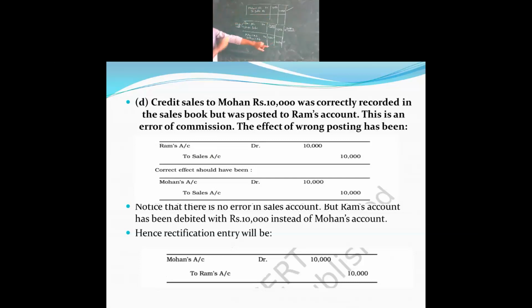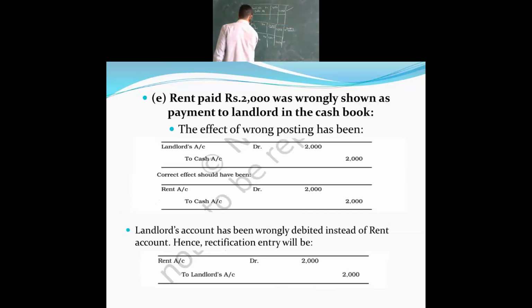So that is what the rectification entry will be. The rectification entry will be that you have to take that entry back. Actually, you have done the wrong entry, so you have done a wrong posting. For the wrong posting, for Ram's account you have paid the amount, and that has to be taken back to Mohan's account. That is, Mohan's account should be debited. You debit that person's account. Okay. So next entry. I think this is the last entry we need to see.